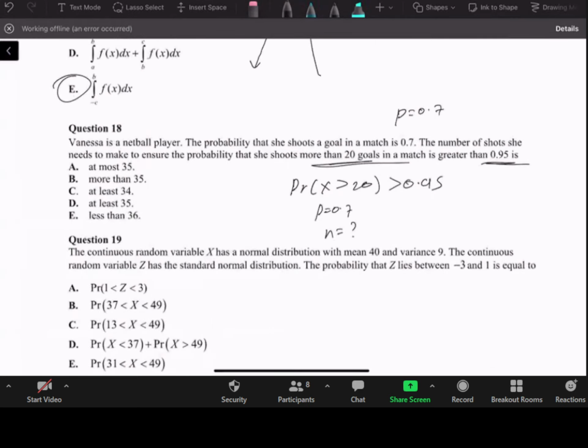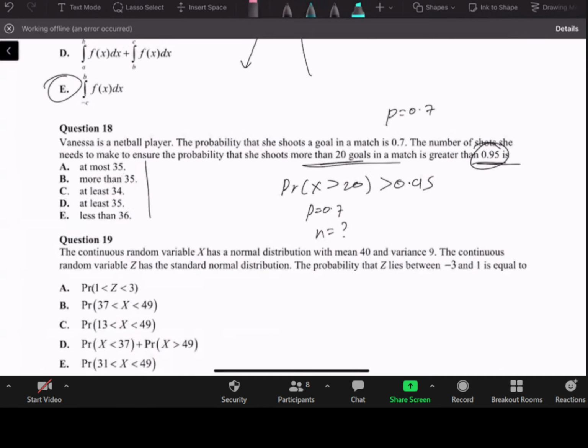So for this question, you do need to find n, but looking at the answers, you can tell that it's a bit quicker to do trial and error. You can just test 35, 34, and 36 rather than having to find n on your own, because it has to be obviously one of the answer options. So for this question, you would just do binomial CDF, chuck in 20 to each value and see which one gives you a number greater than 0.95, and you'll find the answer is D. Oh, sorry, not D, B.